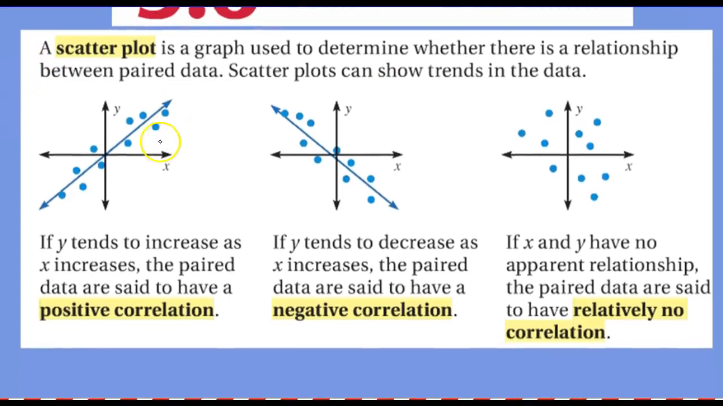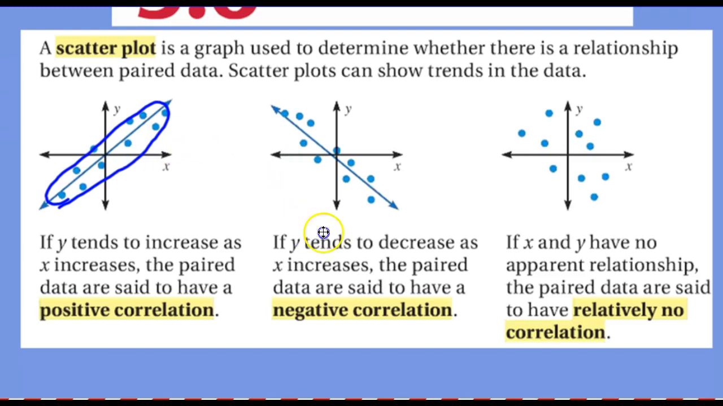So, a scatter plot is a bunch of these little points. If y tends to increase as x increases, the paired data are said to have a positive correlation. So if you look, this data looks like it's going uphill. It's going positive. That's a positive correlation.